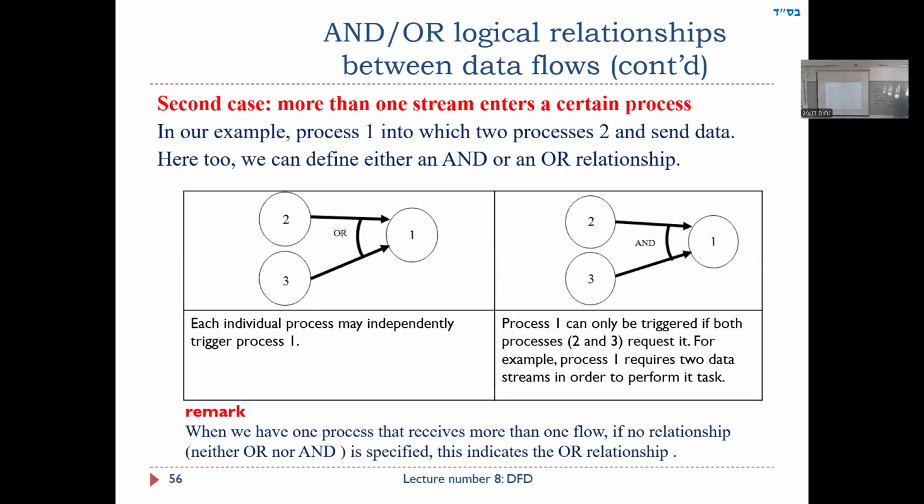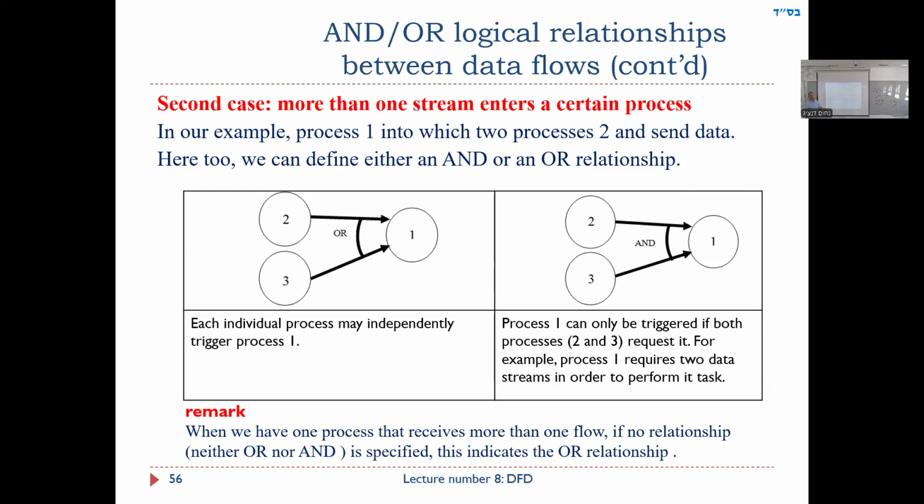Okay, you could also have AND or OR going like this, but in this case, it's the opposite. In this case, if I specify OR, then it means only one of them. And if I specify AND, it means both of them. What does that mean, both of them? It means process one can only be triggered if both process 1 and 2 request it. For example, process 1 requires 2 data streams in order to perform its task. It can only do its job when it has the names of the workers and their salaries. Then it can compute the report. It needs both of those flows.